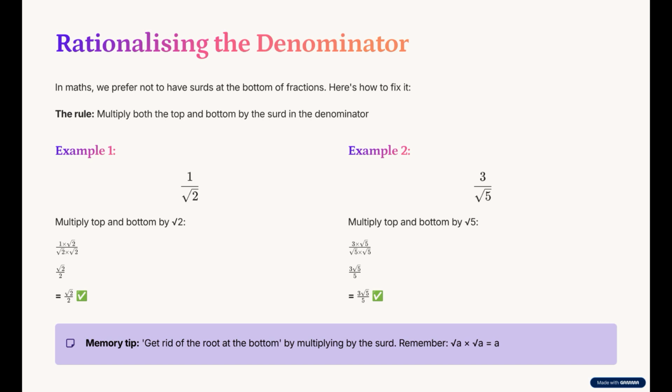Another example, 3 divided by 2 square root of 5. Multiply top and bottom by square root of 5 to get 3 square root of 5 over 5. A memory tip. Think of it as getting rid of the root at the bottom. This is a very common step in Year 9 maths, so it's worth practicing until it feels automatic.